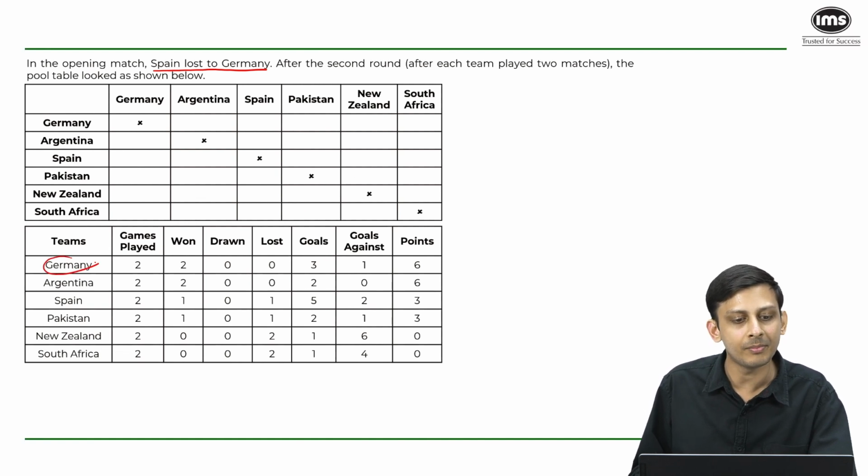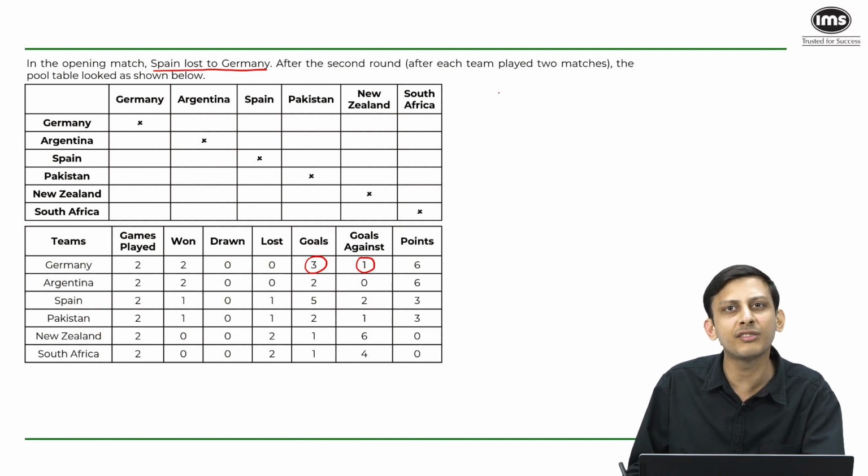If we look at Germany, we can see that out of the 2 games it has played, it has won both of the games. With respect to goals scored and goals conceded, Germany has scored 3 goals in its 2 matches, and it has conceded 1 goal. So if you think about the possibilities, let us just note down the 2 matches of Germany. This will be 1 match, Germany against some other team, whatever the other team is. And this will be another match, Germany against some other team.